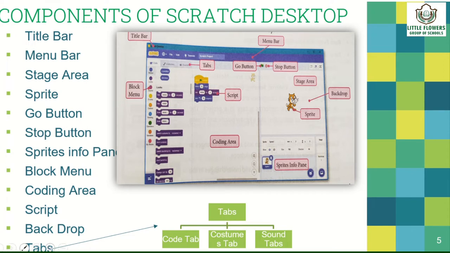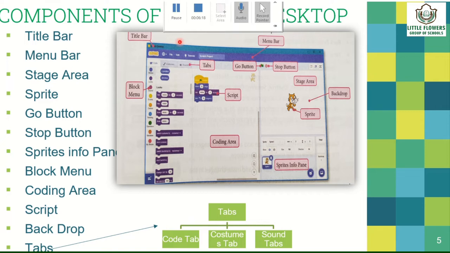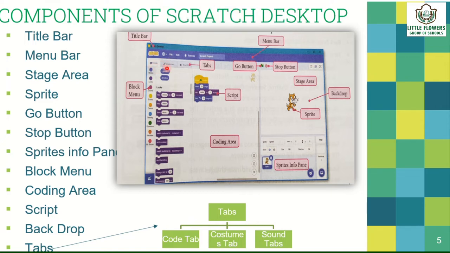So now next is a backdrop. Scratch has mainly three tabs which are described below: a code tab, a custom tab, and a sound tab. This is our backdrops. These are the code tab, the custom tab, and the sound tab.